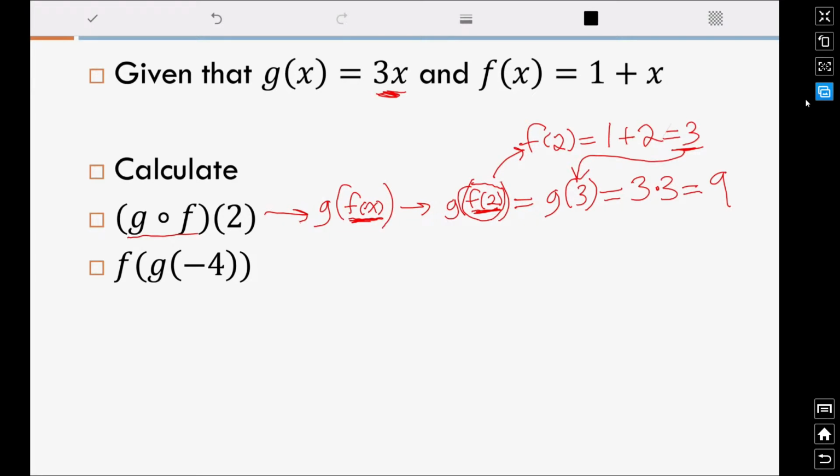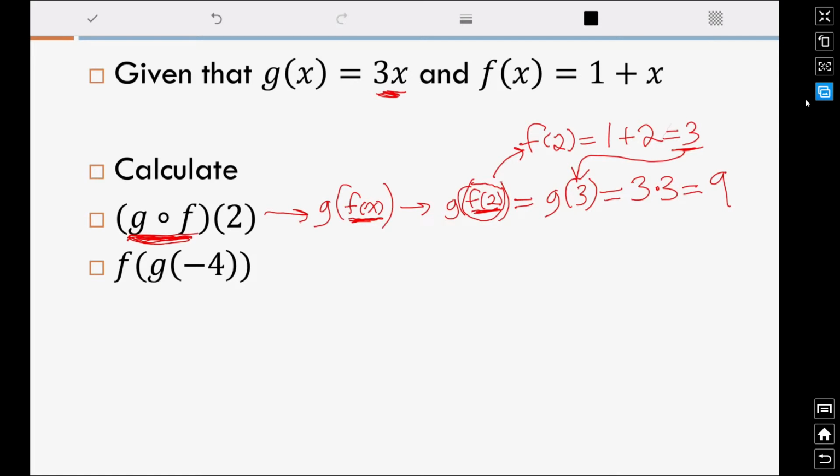So that is what g open circle f of 2 is equal to: 9. This g open circle f is more correctly referred to as g composed of f at 2. Right, let's try the next one.